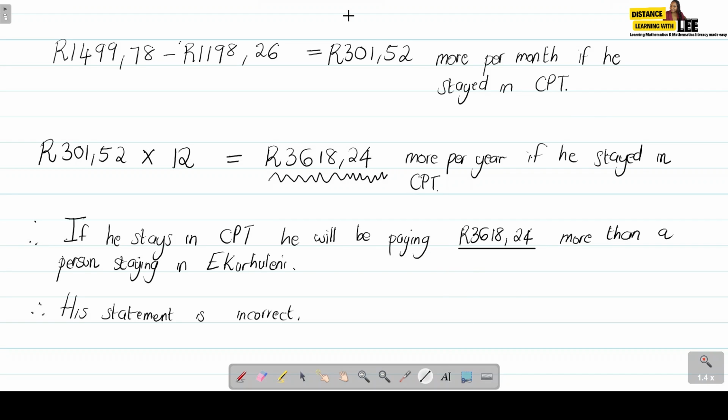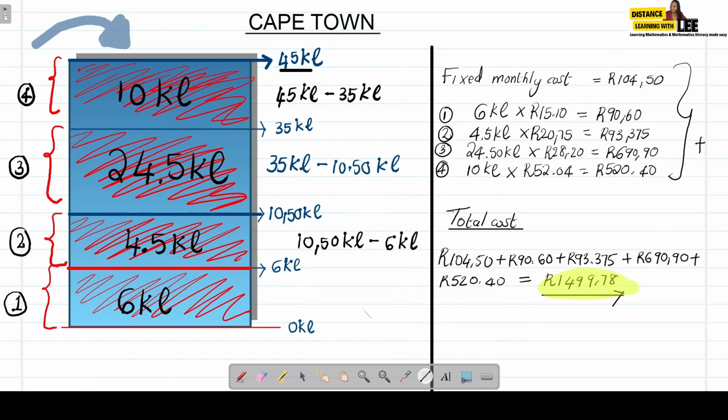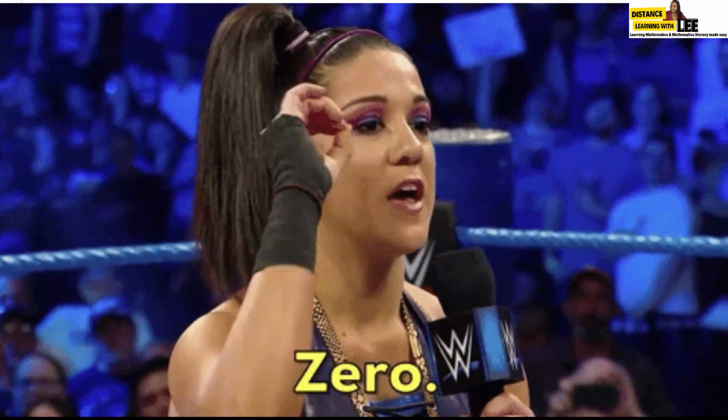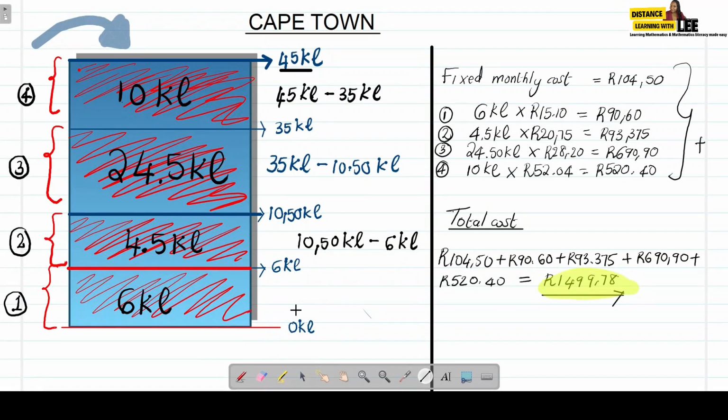His statement is incorrect. So this video was quite a mouthful, right? It was a lot to dissect, but what is very important in this case is that I basically used the JoJo tank here to explain what is going on with the intervals, right? We're given from 0 to 6, from 6 to 10.5, from 10.5 to 35, from 35 to 45, right? Now I explained that if there's no water in your JoJo tank, that's like saying we've got 0 kiloliters of water. We have no water, zilch, 0, nada, so 0 kiloliters.